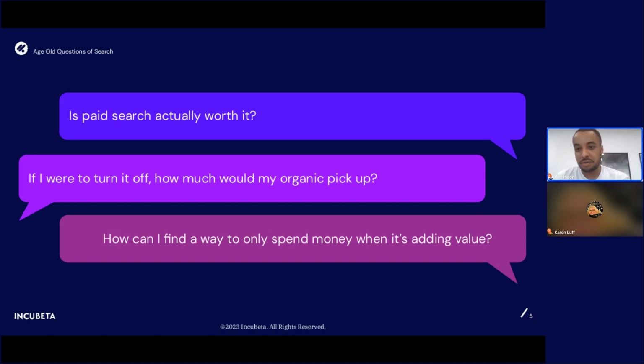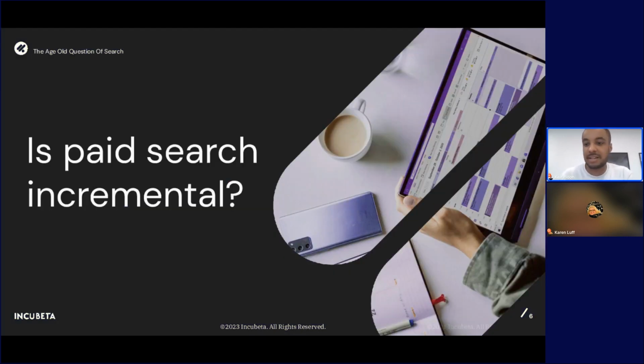So we wanted to go straight into things with the age-old questions of search and comparing it to organic activity. Is paid search actually worth it? If you were to turn it off, how much would your organic pick up, the slack that would be missing there? And how can I find a way to only spend money when it's adding value? So we want to make sure that we're being as incremental as possible when we are working on bids here. And as I said, we are just looking to make sure: is paid search incremental?